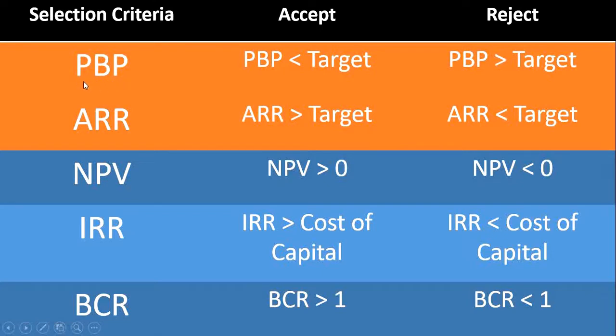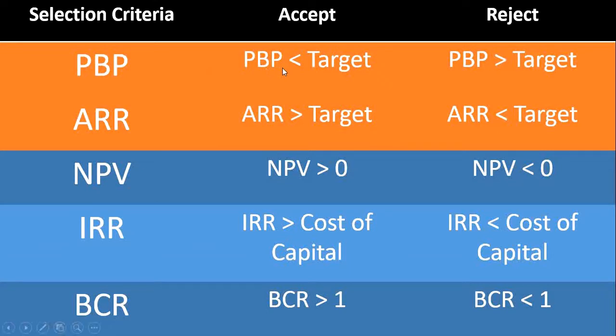That means if you have invested 10,000, that's your cash outflow. Each year you'll have some inflows, and you want to know when you get back the whole 10,000 from your inflows. So from year 1 to year 5 or 6, how much time is it going to take? You have to calculate that. So that's PBP.